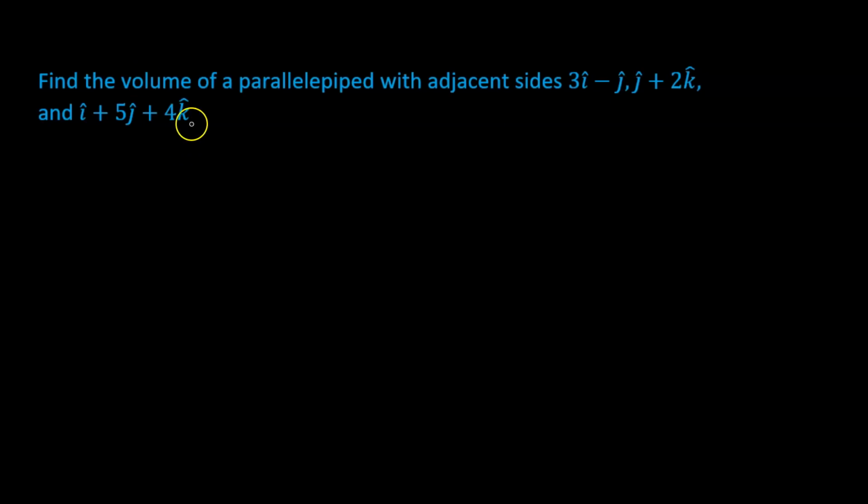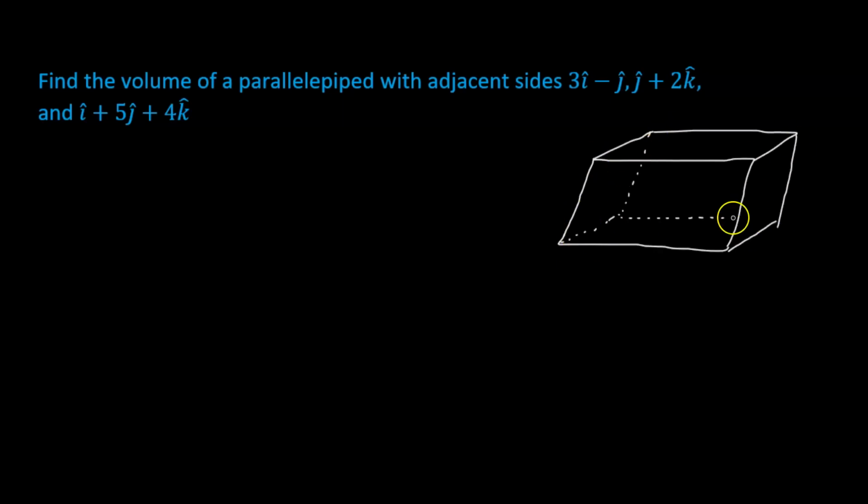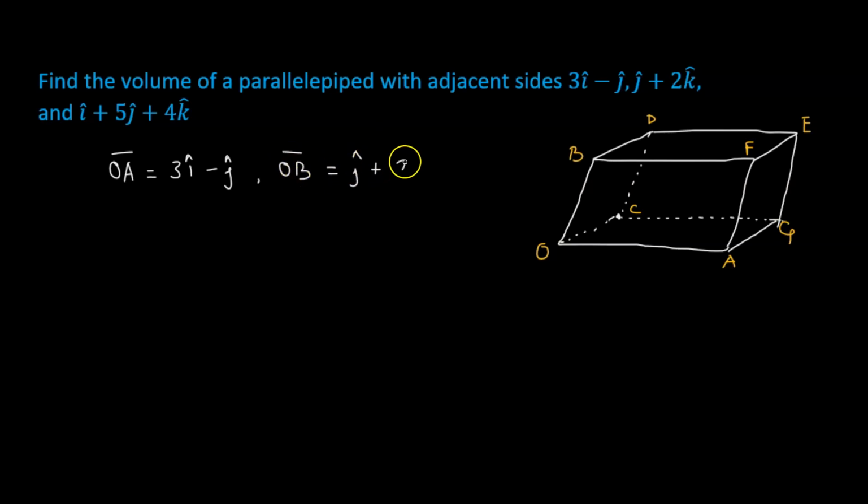In this problem, we need to find the volume of a parallelepiped whose adjacent sides are given. So here, let's suppose that OA vector is given by 3i cap minus j cap. We have OB vector j cap plus 2k cap, and OC vector is given by i cap plus 5j cap plus 4k cap.